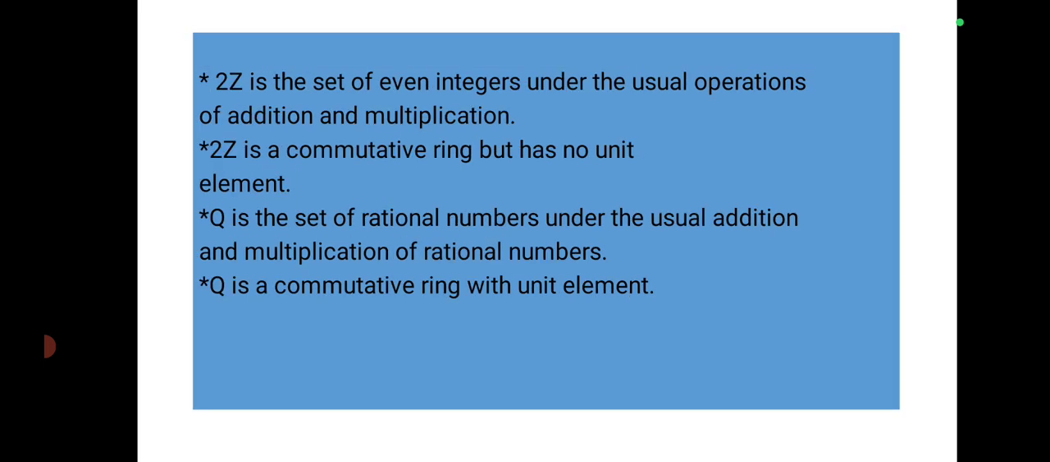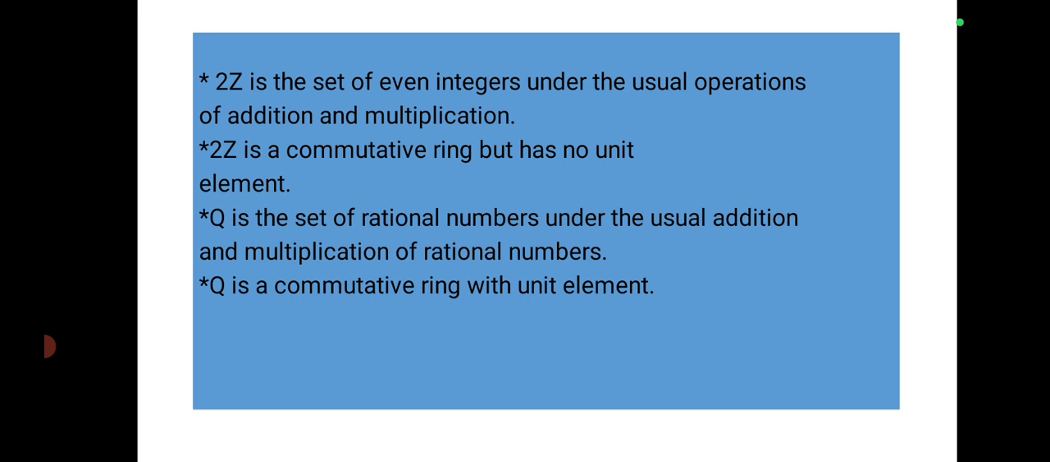Next, 2Z is the set of even integers under the usual operations of addition and multiplication. The set of all even integers is a ring. It satisfies the multiplicative commutative property. Therefore, 2Z is a commutative ring, but the set of all even integers has no multiplicative identity. 1 does not belong to 2Z. Therefore, 2Z is a commutative ring but has no unit element.